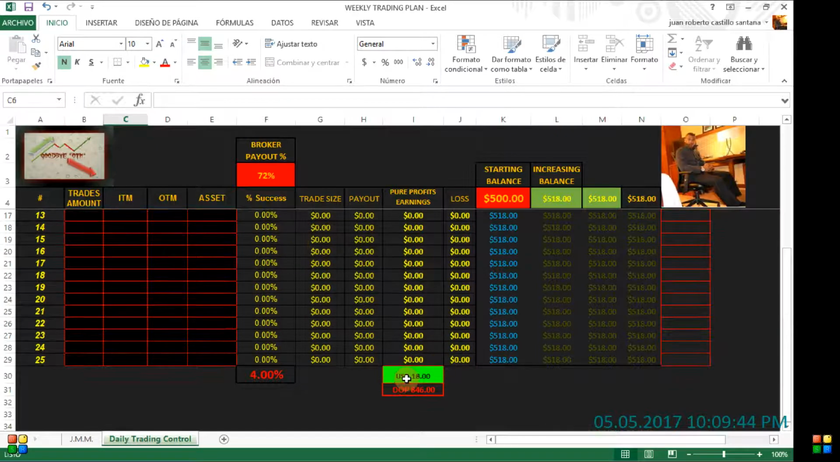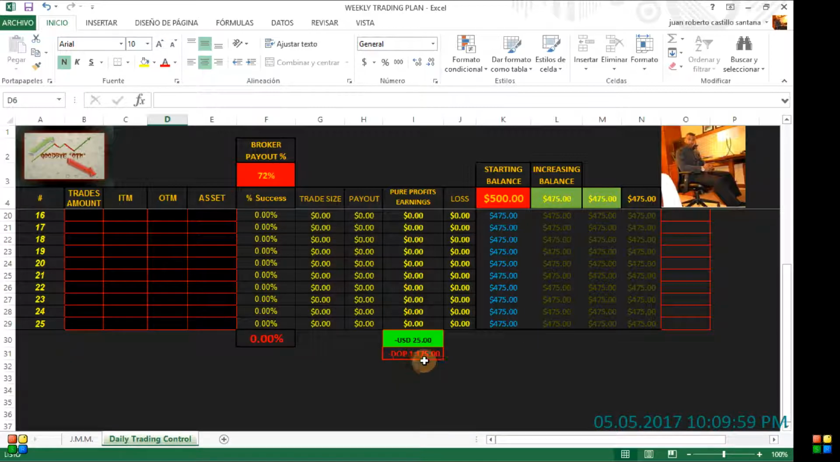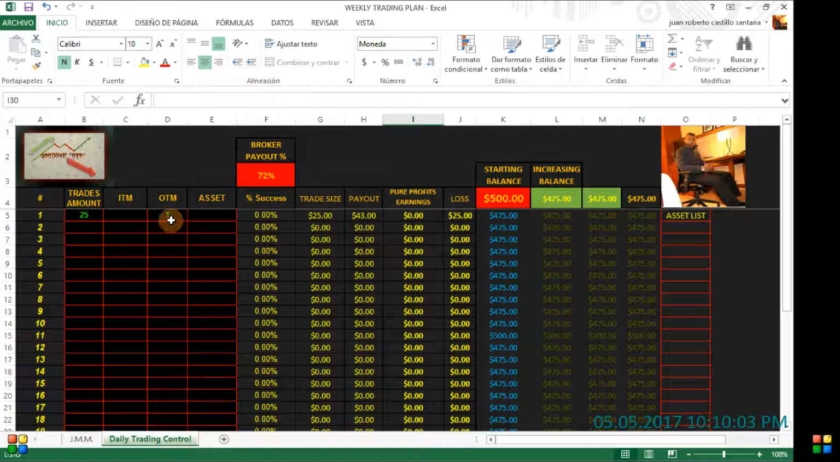Down here, if you can see in this green box, I have this already. It is telling me that I have $18 above my initial investment with this particular ITM. And of course, in case of a loss, the same formula is telling me the same thing down here, that I'm minus 25. Simple. Okay, so let's keep this clear and let's go to the chart.